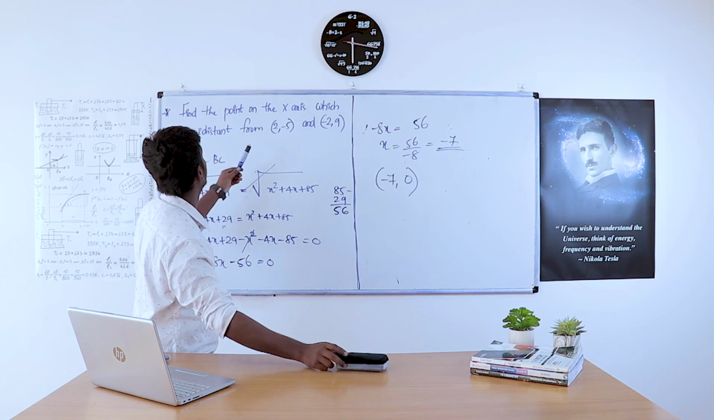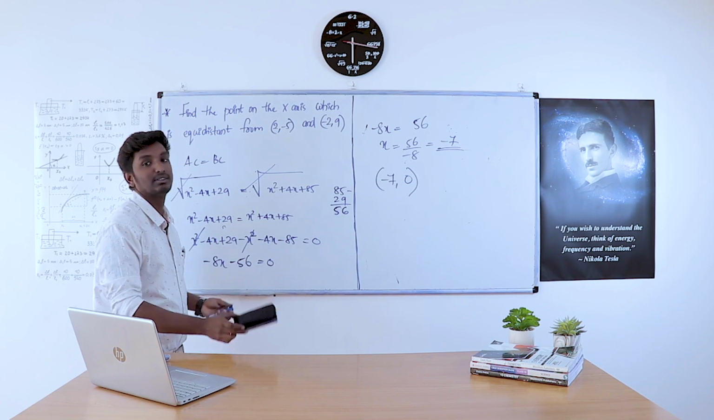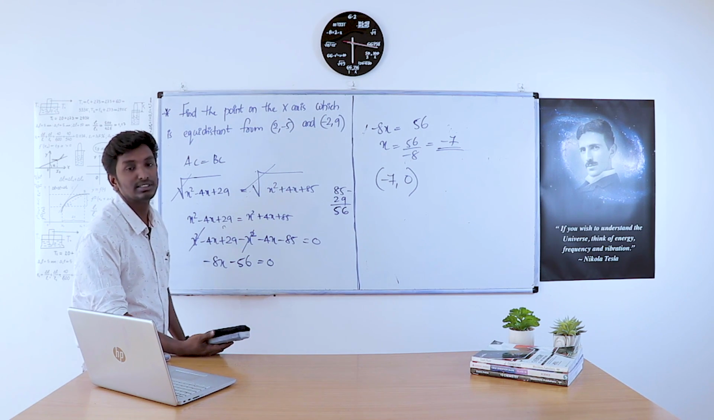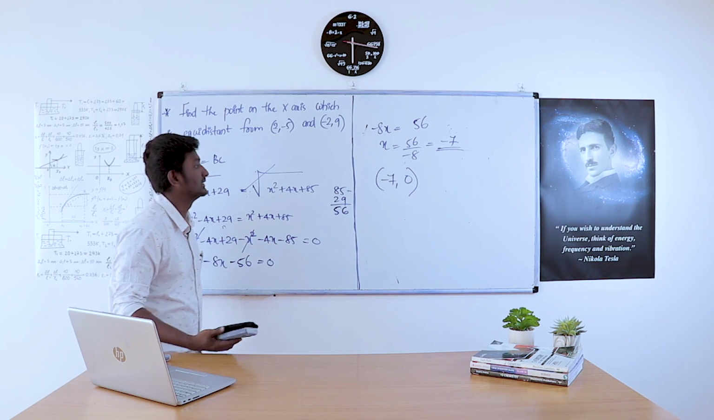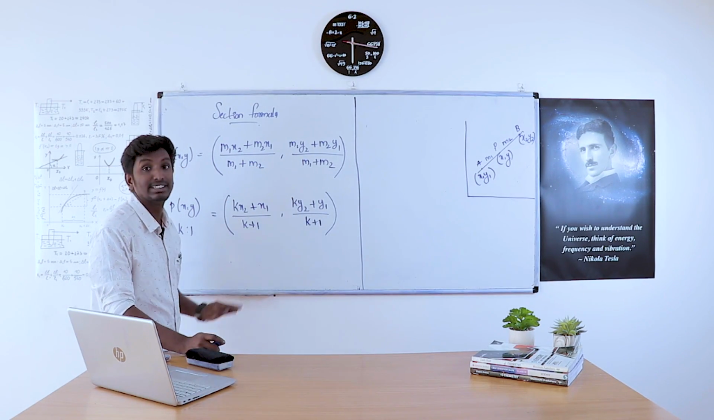So which is the point on the x-axis equidistant from 2, minus 5 and minus 2, 9? It is minus 7, 0. Minus 7, 0 is the point on the x-axis which is equidistant from 2, minus 5 and minus 2, 9. That's it. Now moving to the next topic, section formula.